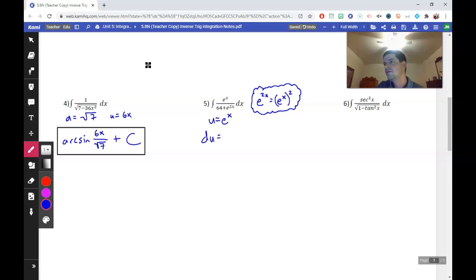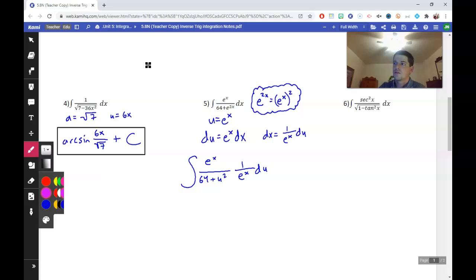So take the derivative, leave the inside alone, it's the same, and then derivative of the inside, dx. So what does that mean? That means dx is going to be 1 over e to the x du. And this is the one we're actually replacing. We're not going to replace the one on top because of this. So let's fill this out. We get e to the x over 64 plus u squared, remember, because of this deal up here. Dx, we're going to put 1 over e to the x du, and now you hopefully see why we didn't replace the one on top. These two are going to divide out. And that leaves us with just an integration of 1 over 64 plus u squared.